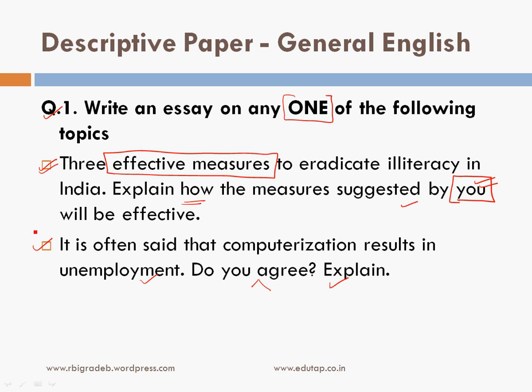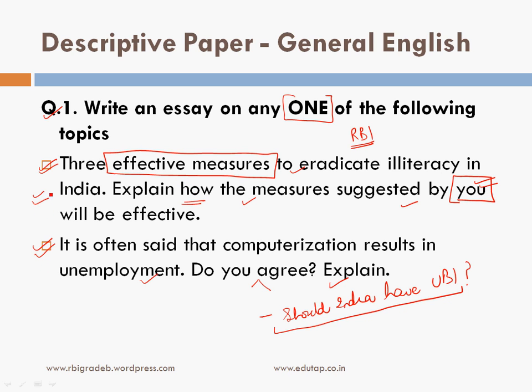Fine. One difference that you can see here as compared to the essay paper given in RBI is that the topic is a bit lengthy. By lengthy I mean that one topic can be, should India have UBI? Now this is a short topic. Although the length of the essay can be the same, the topic is simpler. But here the difference is that you have to write your own opinion, suggesting three effective measures from your own side which you think can eradicate illiteracy in India. So this is the difference between RBI and NABARD as far as the essay paper is concerned.